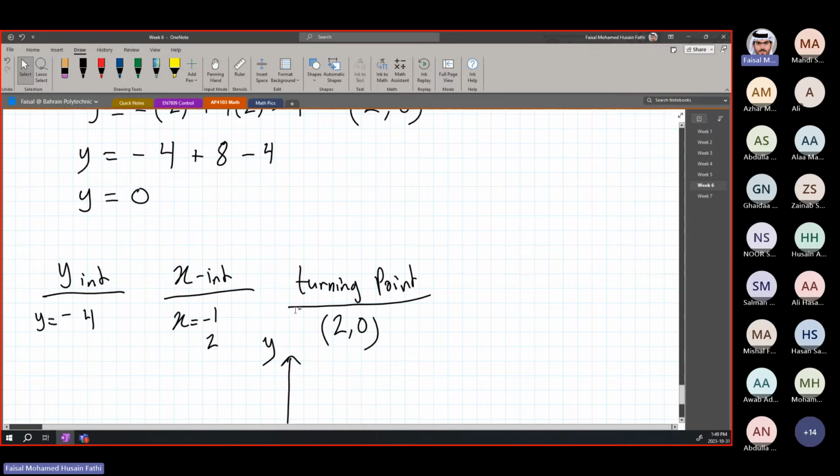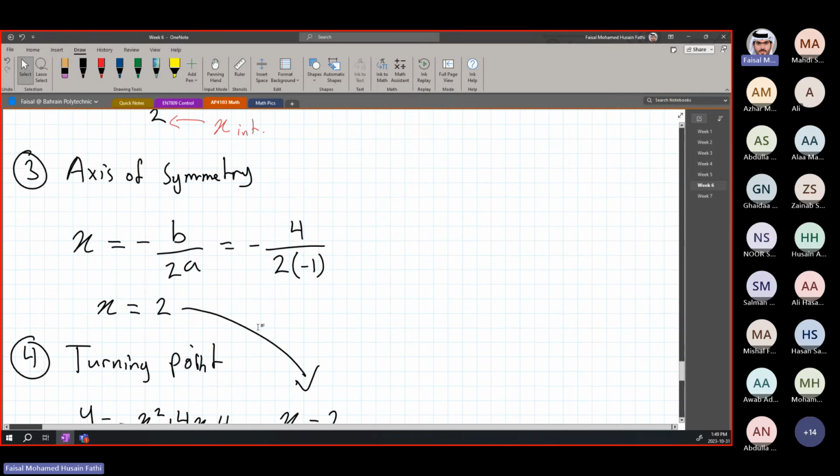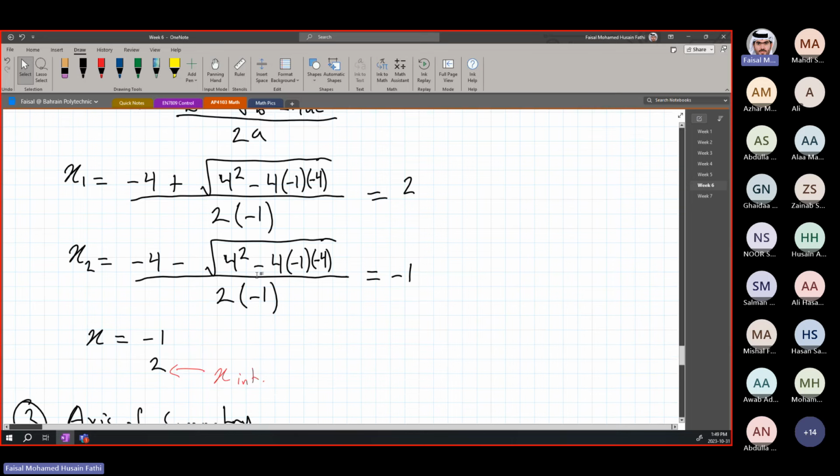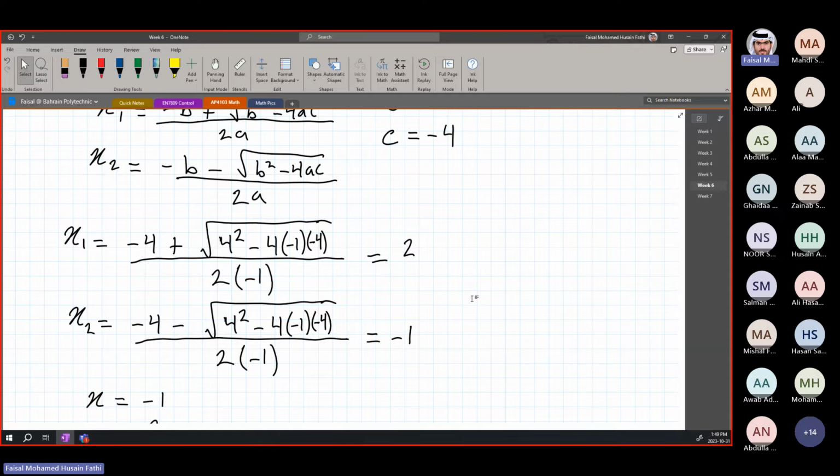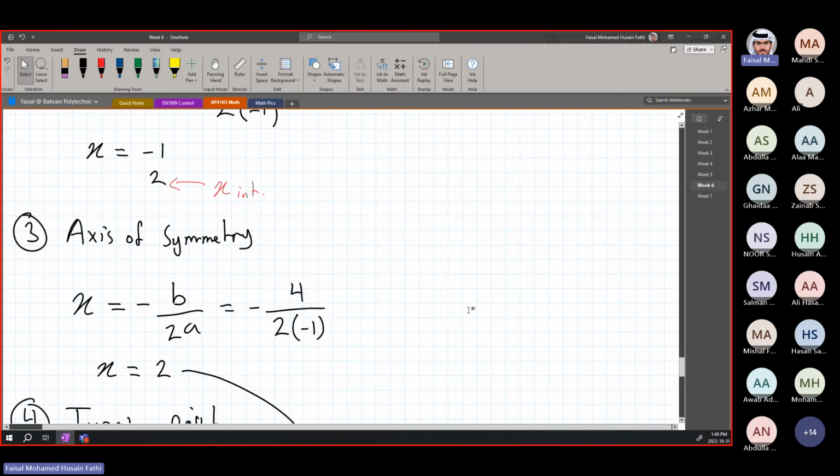I need to double check something. Did we do everything correct here? Two times minus 1. Okay. I feel maybe there is a mistake here. Just 1 second. 4 squared minus 4 times minus 1 times minus 4. Right. Okay, everything looks fine.